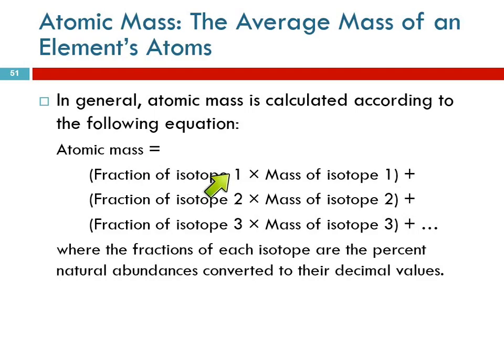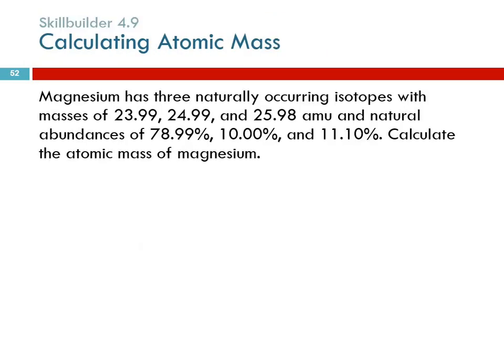The fraction of the first isotope times its mass, the fraction of the second isotope times its mass, the fraction of the third isotope times its mass. However many there are, you do the same thing, you add them all together, and that's your answer. Let's do an example. Magnesium has 3 naturally occurring isotopes. It gives us the masses, and it gives us the percentages, and it asks for the average atomic mass of magnesium. So we're going to take these percentages and convert them to decimals.